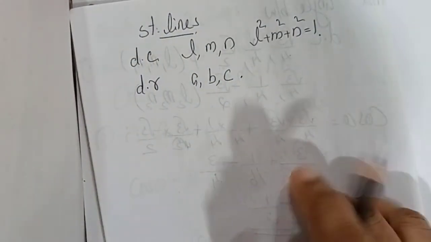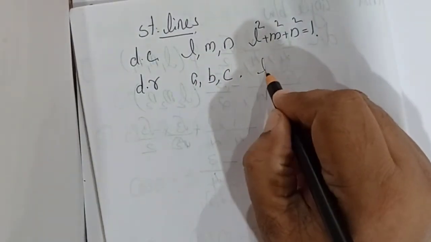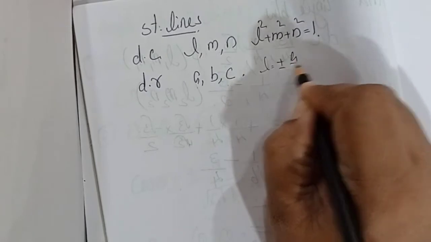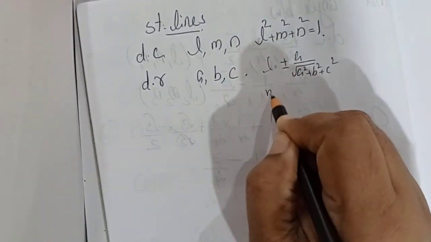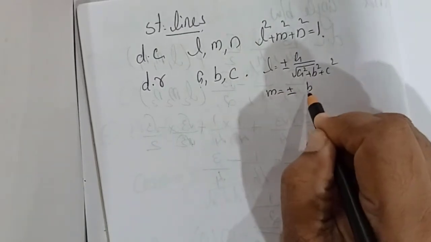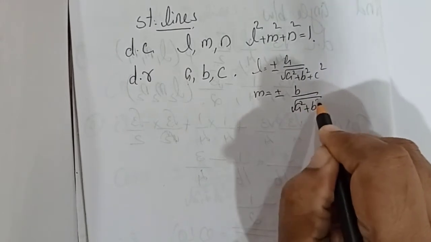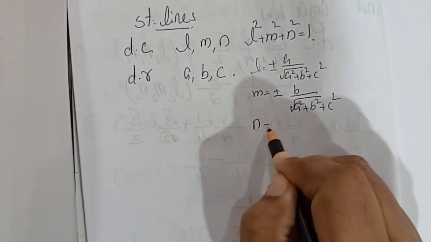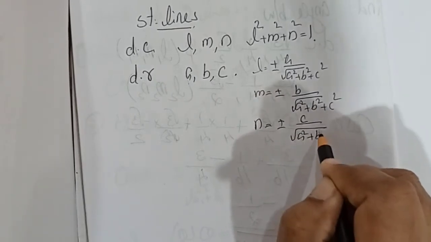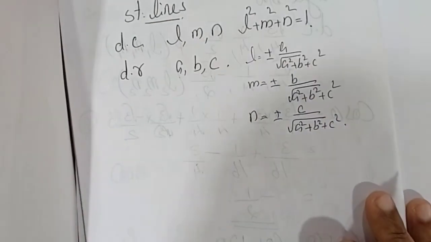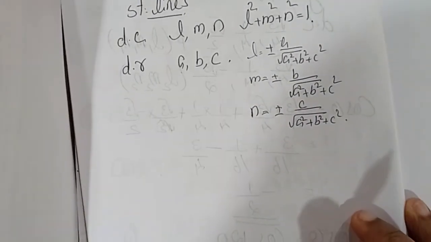Then next one is, if A, B, C are given, how can you convert to L? L formula: plus or minus A by root of A square plus B square plus C square. M means plus or minus B by root of A square plus B square plus C square. Similarly, N means plus or minus C by root of A square plus B square plus C square. That is about direction cosine and direction ratio.